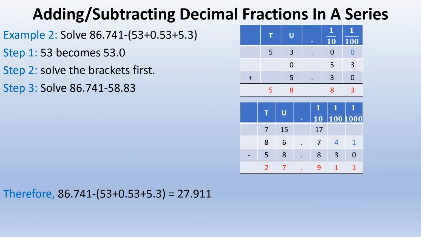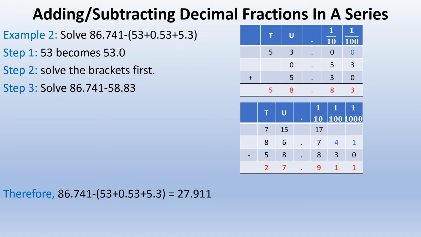Alright, our second example. We have: solve 86.741 minus, in brackets, 53 plus 0.53 plus 5.3. Now we have a couple of operations here, but we have something that makes it very easy for us, the brackets. If you remember BODMAS, it says brackets, of, division, multiplication, addition, and subtraction in that order. So brackets to be dealt with first. Now, looking into the brackets, we have 53, a whole number. We have to convert that to a decimal form, so it becomes 53.0.